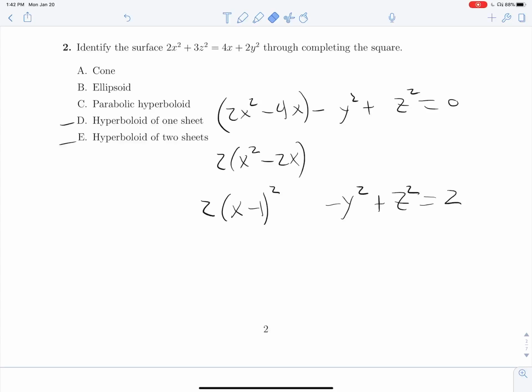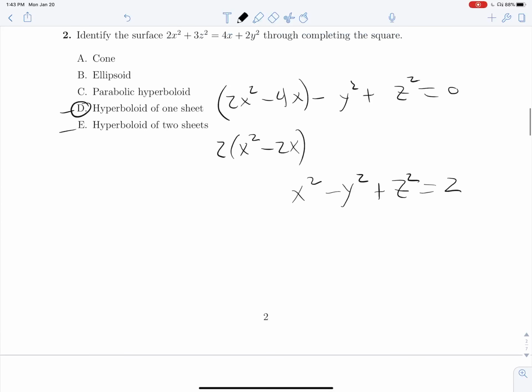And since we know that coefficients really don't matter, and shifting along the x or y axes, or even the z axis, doesn't matter for what our shape is, we are left with an equation for a hyperboloid of one sheet, which is our correct answer.